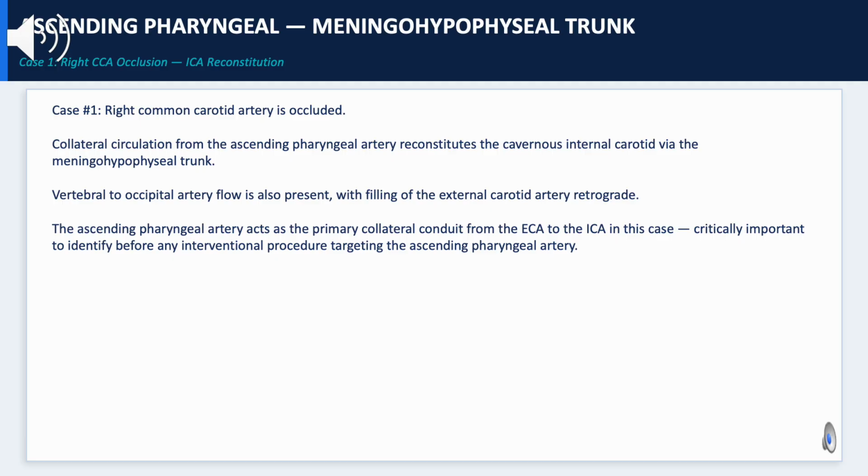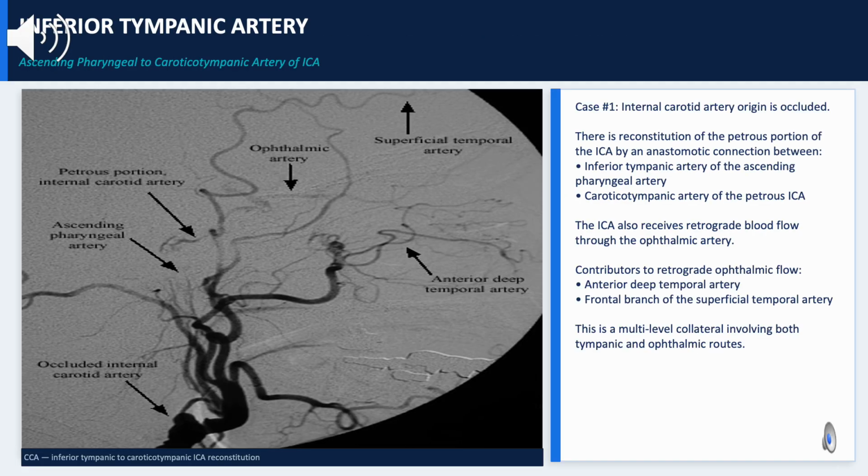Before any procedure on the ascending pharyngeal artery, this entire multivessel collateral network must be mapped. The inferior tympanic caroticotympanic anastomosis is a tympanic bone pathway that most radiologists have never consciously recognized on an angiogram.